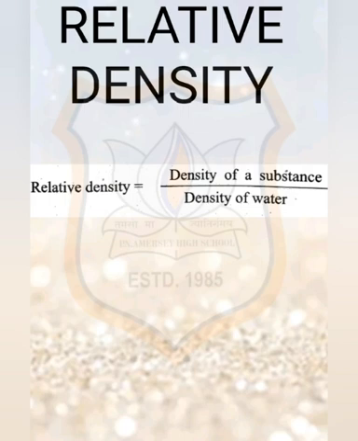The density of a given sample of a substance can help us to determine its purity. It is often convenient to express the density of a substance in comparison with that of water. The relative density of a substance is the ratio of its density to that of water. So we can write the formula: relative density is equal to density of a substance upon density of water. Since the relative density is the ratio of similar quantities, it has no unit.